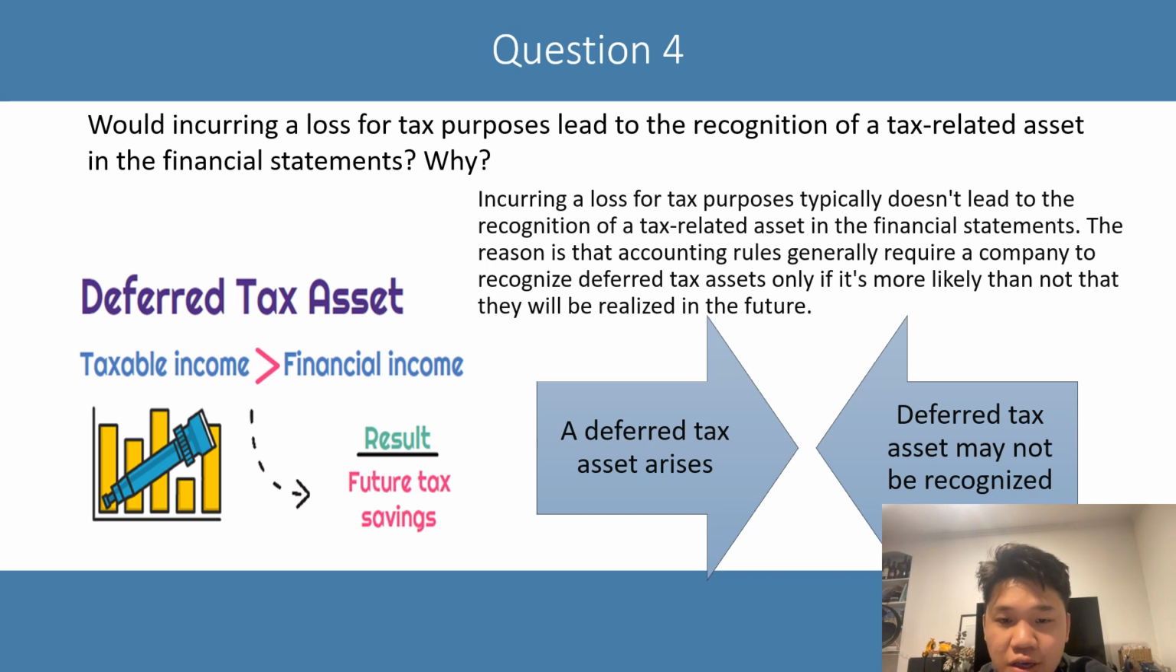And finally, incurring a loss for tax purposes might indicate that the company has already utilized its tax deductions or credits to reduce its taxable income to zero, or it doesn't expect to generate sufficient taxable income in the future to utilize them. In such cases, recognizing a tax-related asset would not be appropriate because there is uncertainty about the realizability. Thank you.